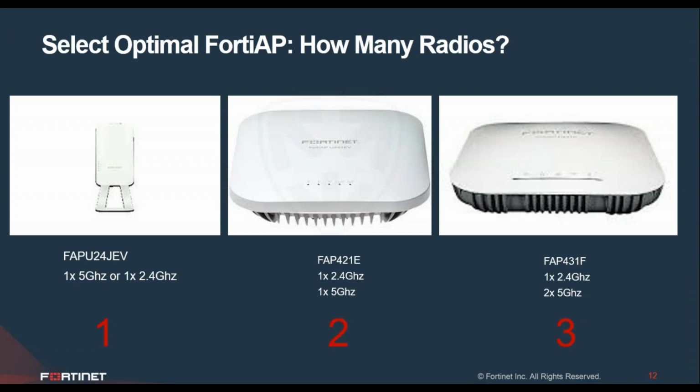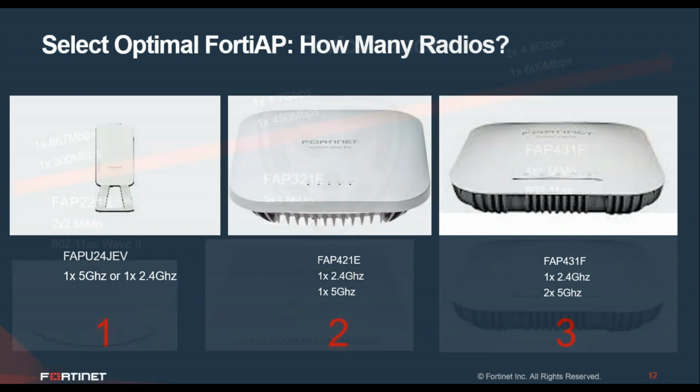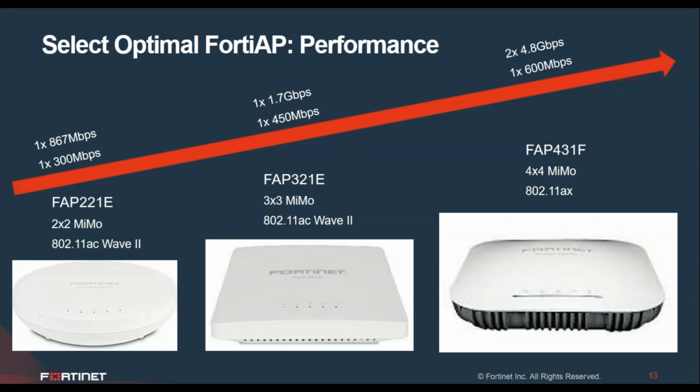However, radio count isn't the only consideration. You also want to consider the functionality and the features supported on the access point. One of the features to consider is the MIMO and how many streams of data that the access point supports. We have 2x2, 3x3, and 4x4 MIMO access points. When you double the number of streams, when you go from a 2x2 access point to a 4x4 access point, that will have the effect of doubling the data rate and potentially doubling the throughput on that radio.